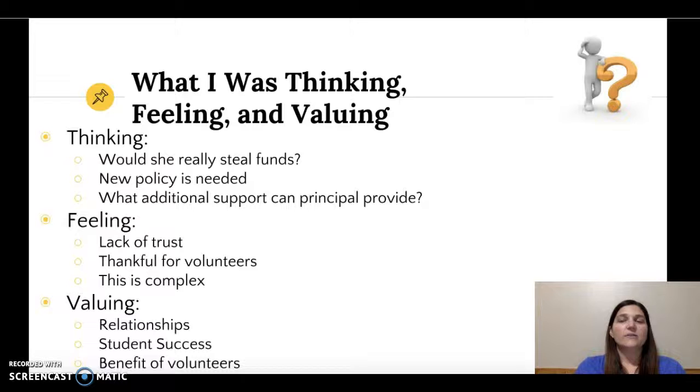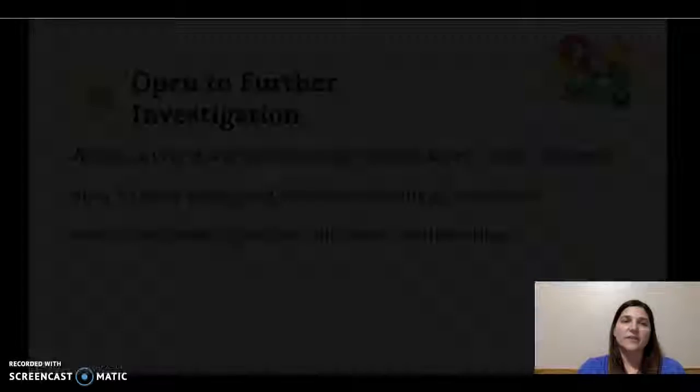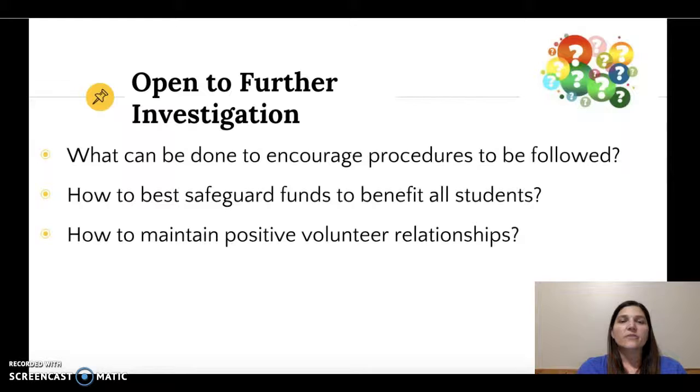While feeling thankful, and then also this lack of trust, I was also feeling this is a complex issue. It's not really black or white. I was also valuing the relationships between the parent volunteers, the community, and the school. I was valuing student success and also valuing the benefit that having these volunteers provides for our students. Things that are open to further investigation are: what could be done to encourage that all procedures are followed so that this doesn't happen again? How can we best safeguard funds so that all students can benefit? And how can we maintain positive volunteer relationships so that volunteers continue in the future?